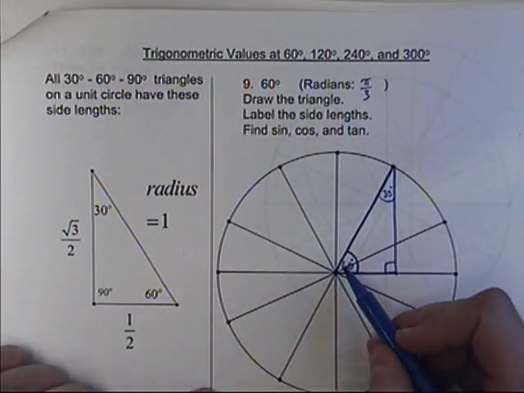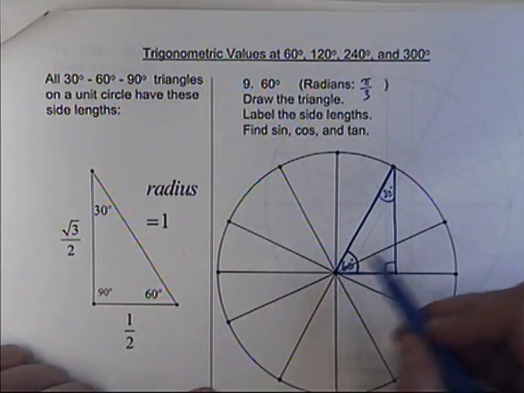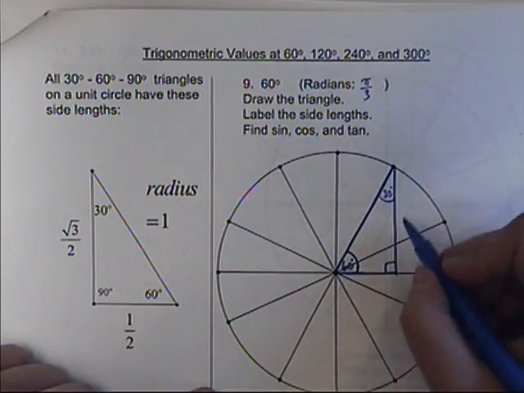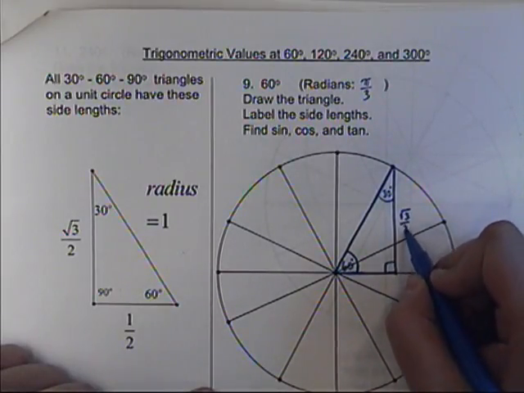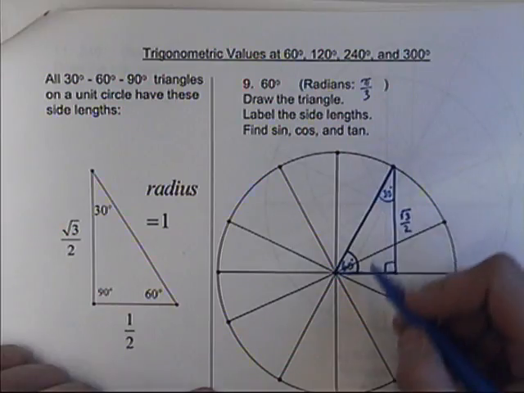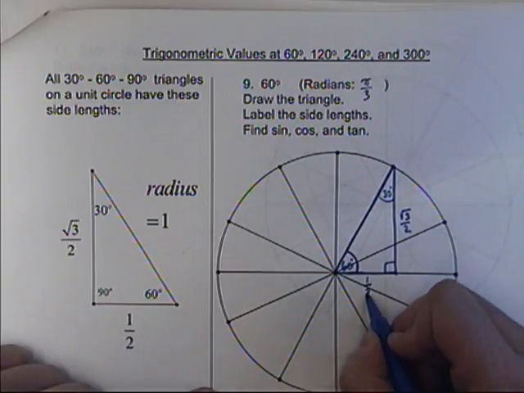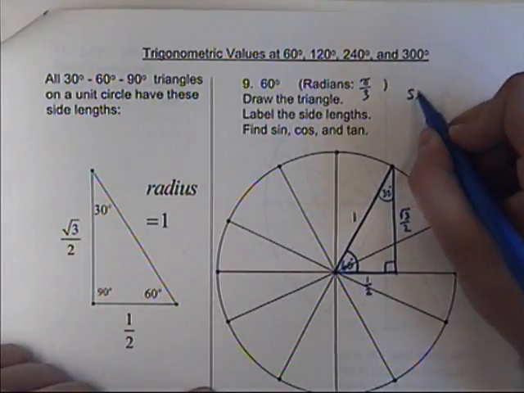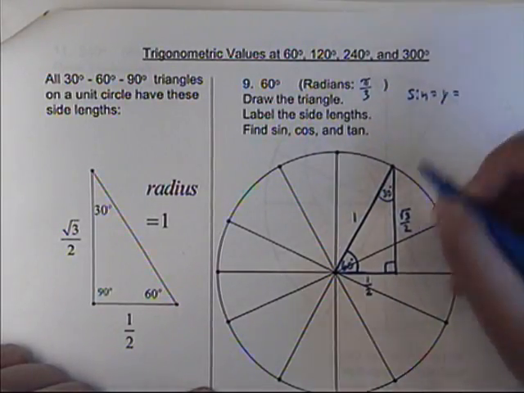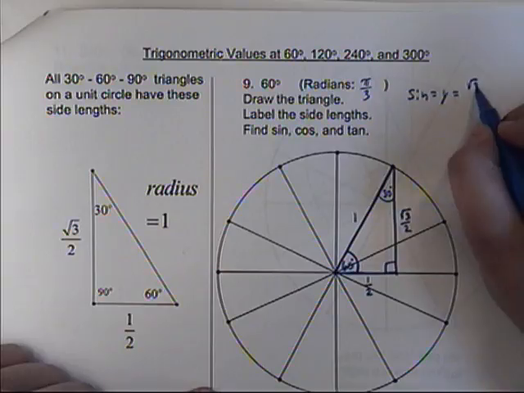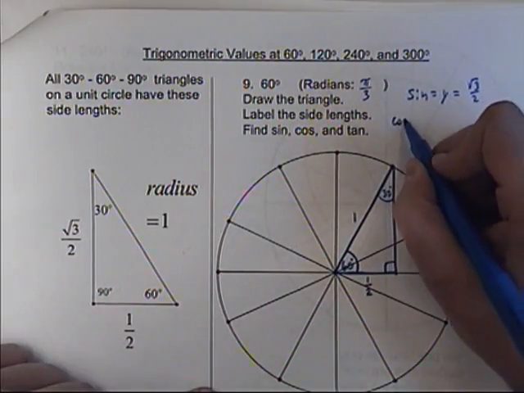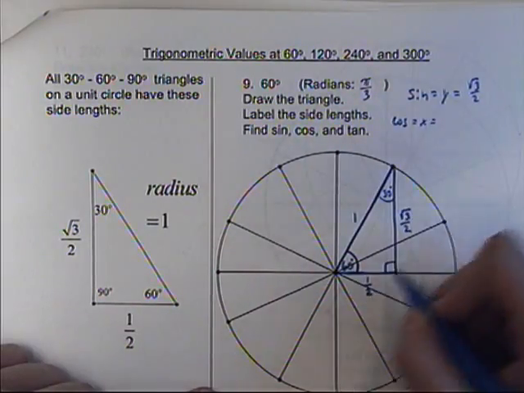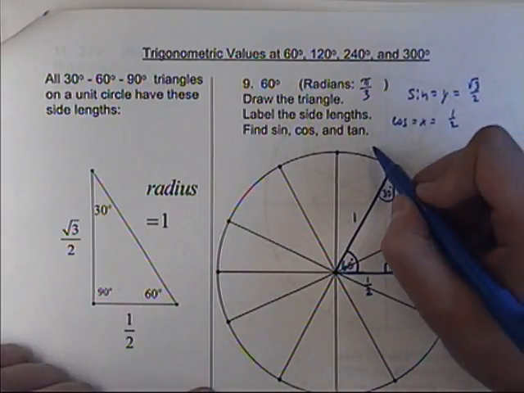Okay, what side is always opposite from a 60-degree angle? Square root of 3 over 2. What side is always opposite a 30-degree angle? 1/2. And the hypotenuse is always 1. So since sine is always y, that's your vertical side, square root of 3 over 2. Cosine is always x, that's your horizontal side, 1/2.